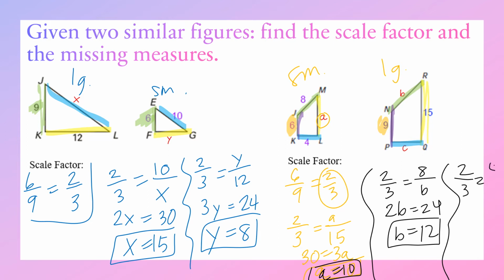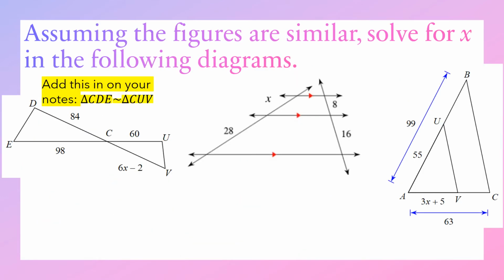So the small side is 4. The big side is C. 2 times C is 2C. 3 times 4 is 12. Divide both sides by 2. You get C equals 6. Again, if you guys need to pause this at any time, please go ahead and do that.